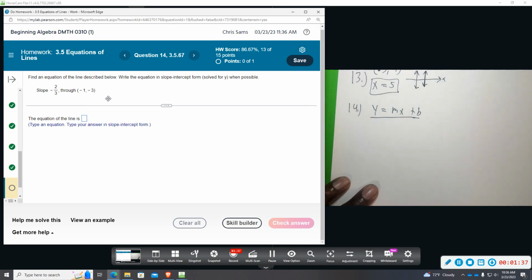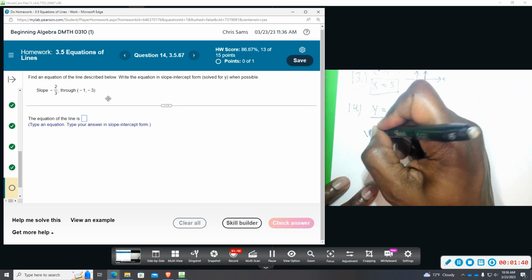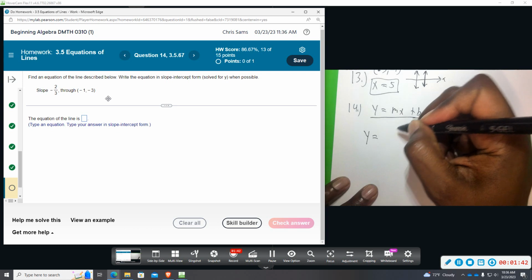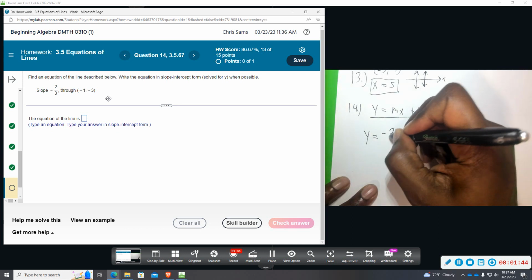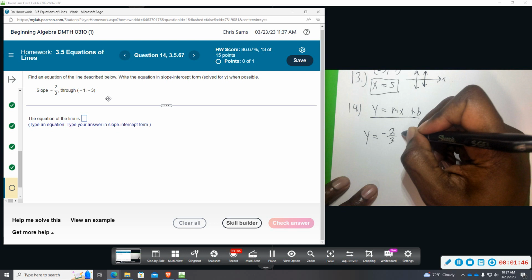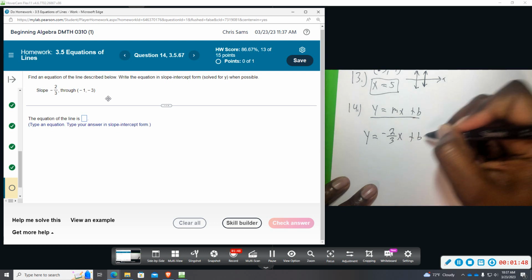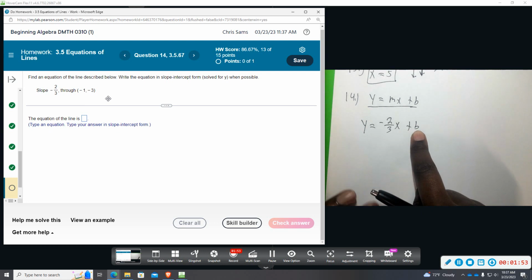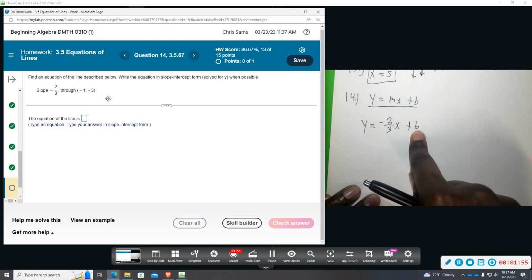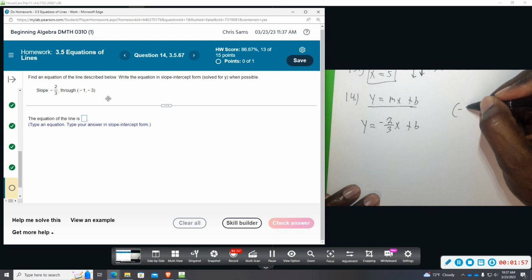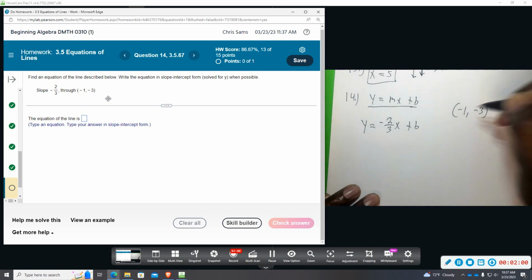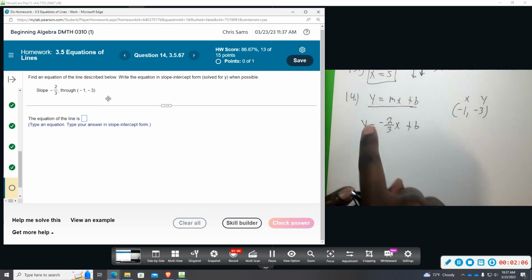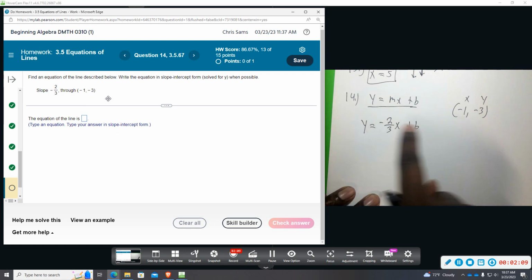What I like to do when I'm given the slope is I start out with y equals, and I plug in the slope, which is -2/3, times x plus b. Now this equation will be solved if I only knew what b was. The point that they give us, which is (-1, -3), this is an x value, this is a y value, so I'm going to plug this for x, plug this for y, solve and figure out what b is, and then come back and plug them both in.